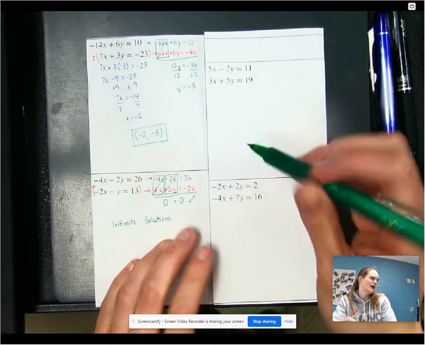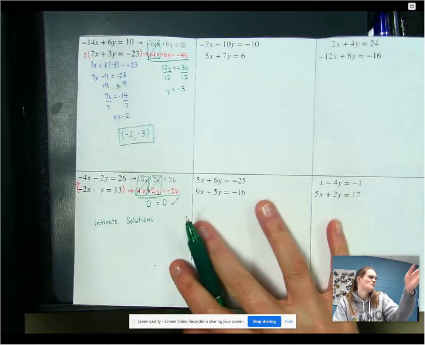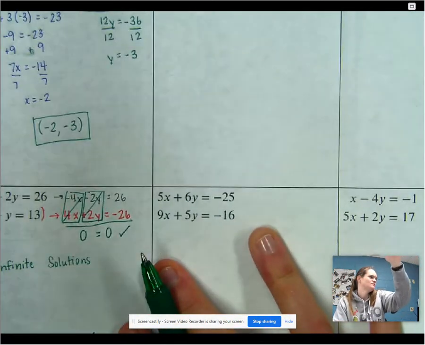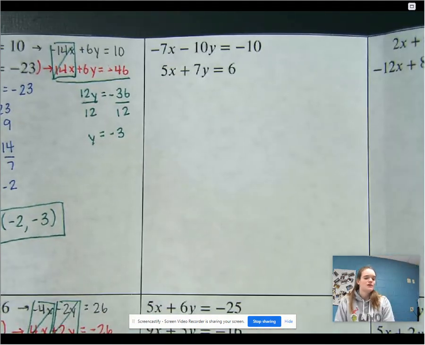We're going to do these two last. Open this up. We're going to do these. Okay. These are where they get a little bit different again.